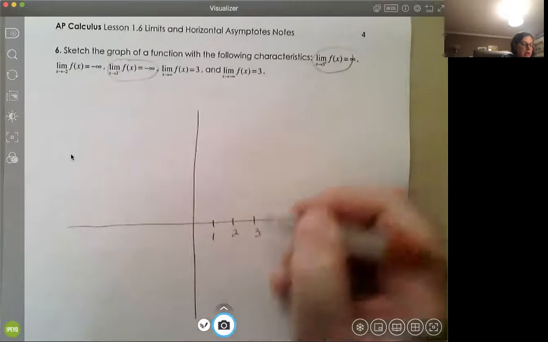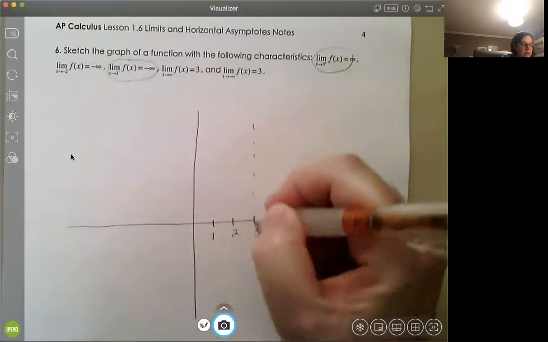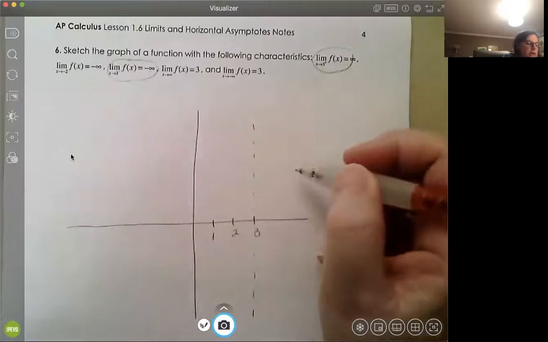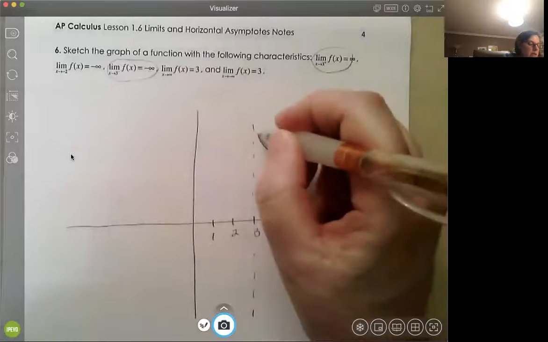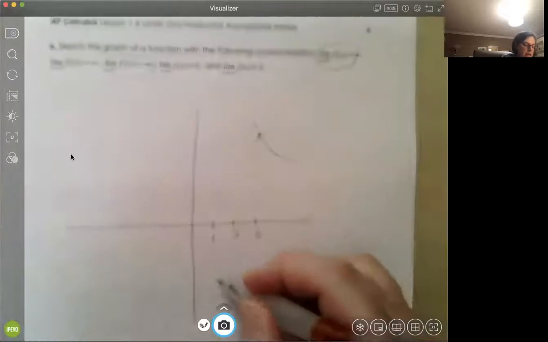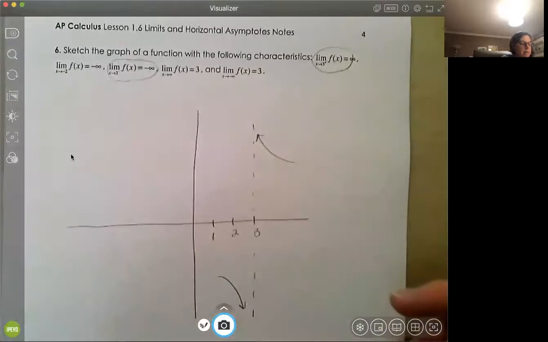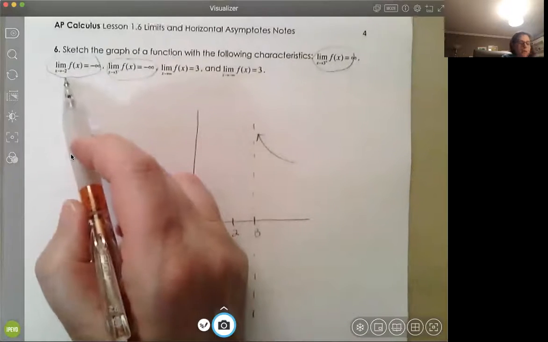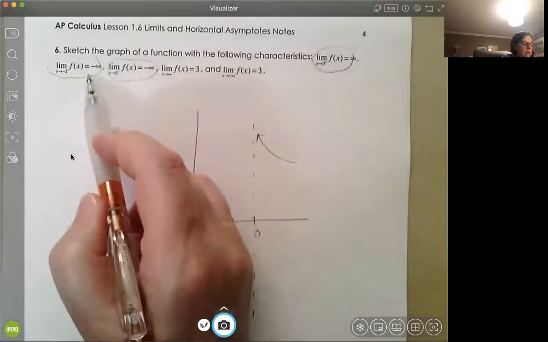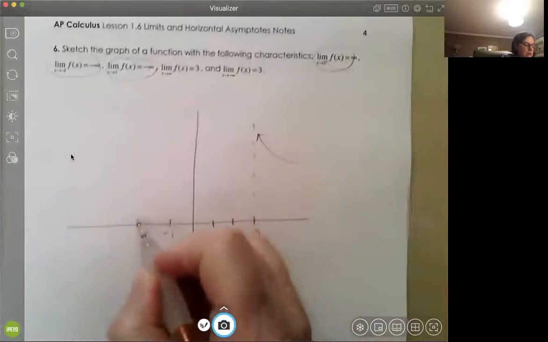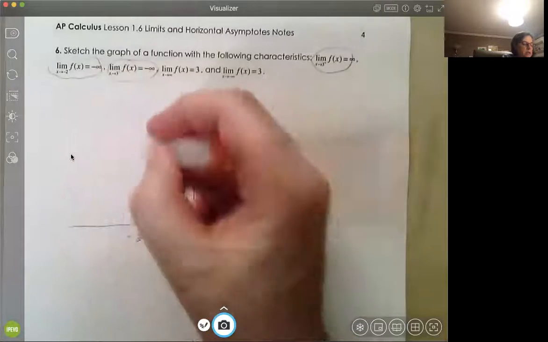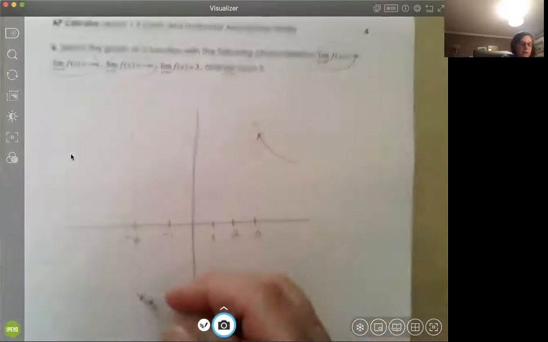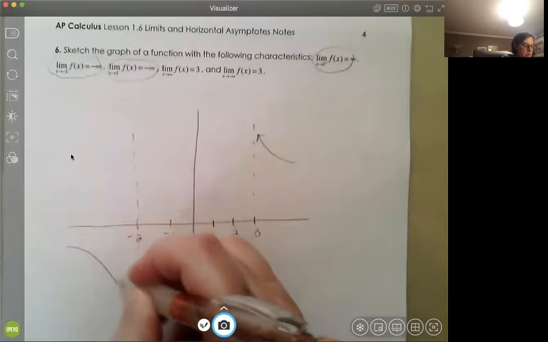So I've got a vertical asymptote at 3. Approaching 3 from the right, it's going to infinity. 3 from the left, it's going to minus infinity. Let's see what else I got. The limit as x approaches -2 is minus infinity. Notice that's a two-sided limit. So on either side of -2, it's going to minus infinity, and so that's an asymptote.